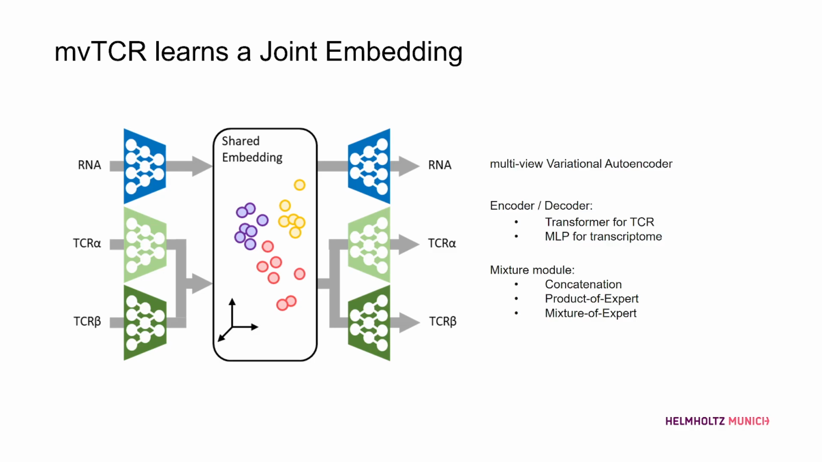This shared representation provides us with a lower dimensional numeric embedding, which captures both the T-cell receptor information on the one hand and the gene expression on the other hand, and can be used for downstream tasks such as clustering and visualization. To train the whole model, we then use decoding networks to reconstruct the original input.